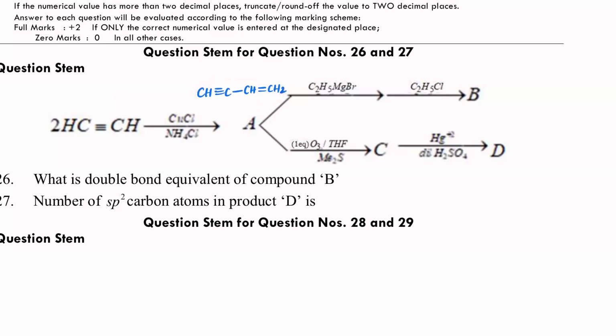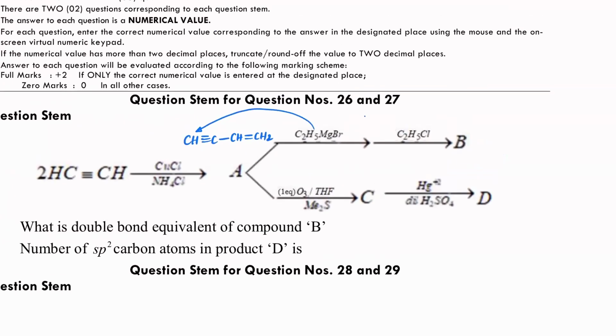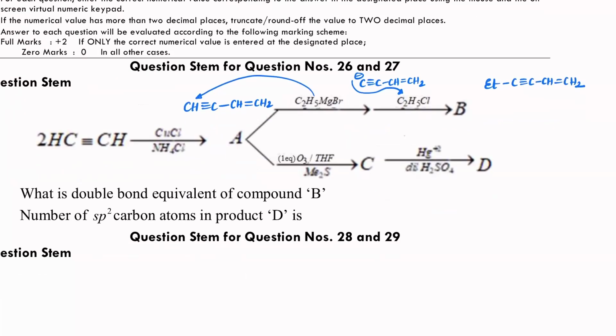From here, you're using C2H5MgBr. C2H5MgBr is a strong base that will take H plus from here. So that will create C triple bond C, CH double bond CH2 minus. And this minus will attack on the ethyl group. So we'll get Et, then C triple bond C, CH double bond CH2. So this is product B, everyone.